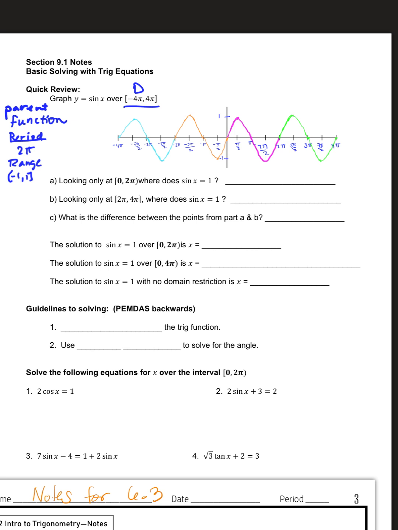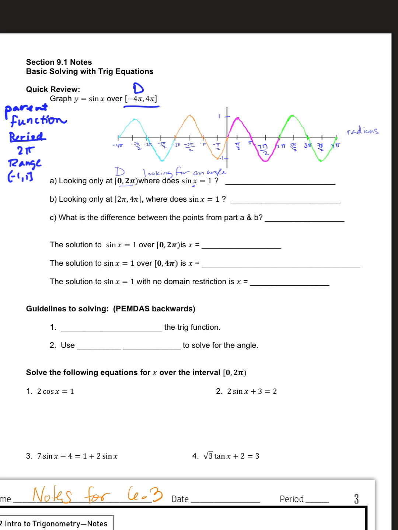Looking only at 0 to 2 pi, where does sine x equal 1? And remember what we're talking about here. We are talking about an angle. Remember, this is the domain, and when they're asking you about this, they want to know an angle. Remember, this is in radians. We're measuring in radians instead of degrees. So that's talking about the angles.